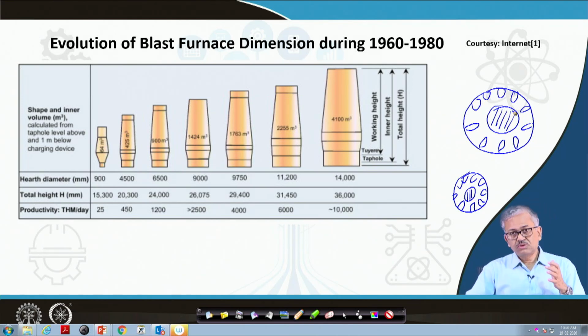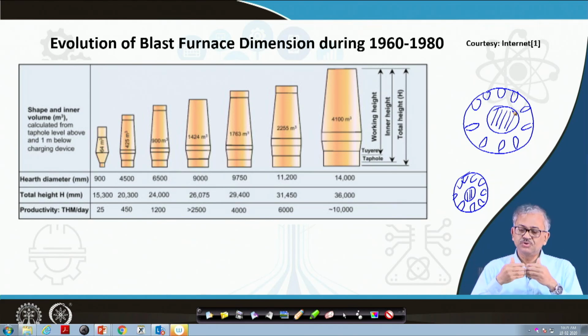So the dead man's coke increases because the raceway cannot penetrate too much inside toward the axis of the hearth. As a result, some of the hearth area is even unutilized and the dead man inactive coke area increases. So that is also another problem. If you go on increasing laterally, you cannot burn as much carbon compared to the increase in the hearth diameter, because the ratio cannot increase significantly.